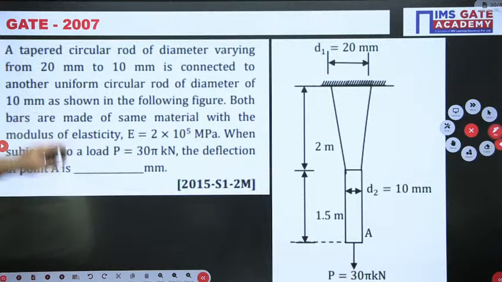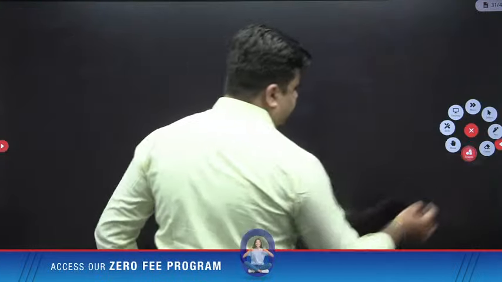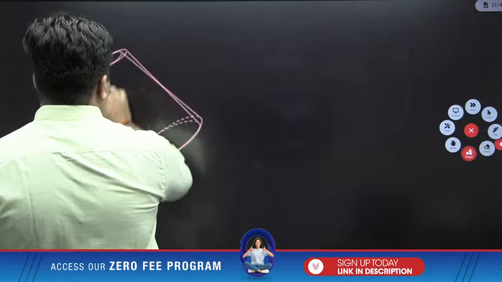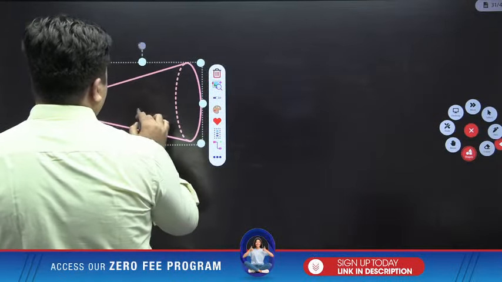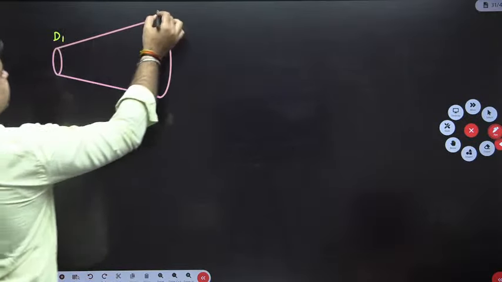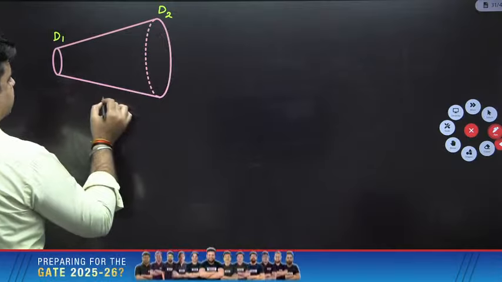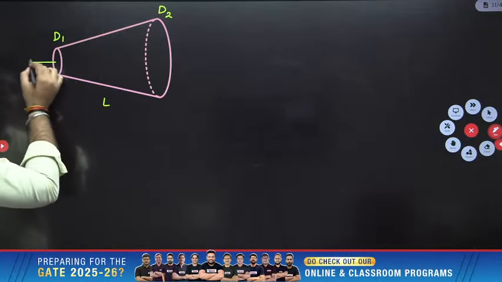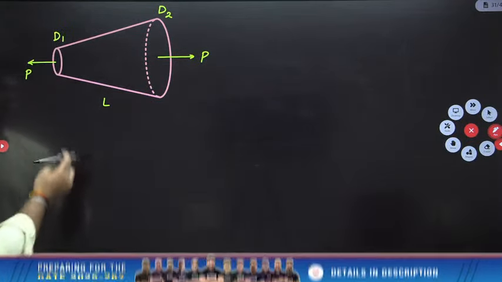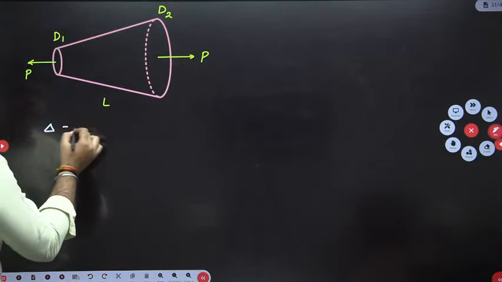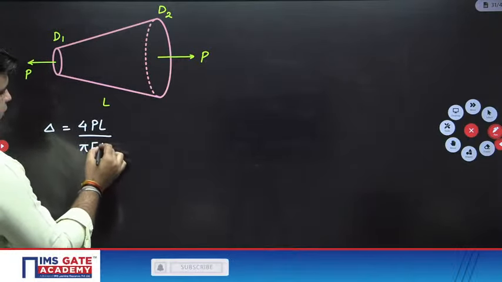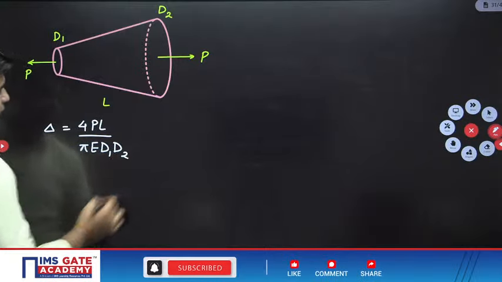So a tapered circular bar. Okay, just giving you the standard result. For example, if there is a tapered bar like this. Tapered bar means diameter is changing over the length. Here the diameter is D1 and here the diameter is D2. The length of the bar is L and this bar is subjected to an axial load of P. Then the total deformation of the bar delta is equals to 4PL upon pi E D1 D2.